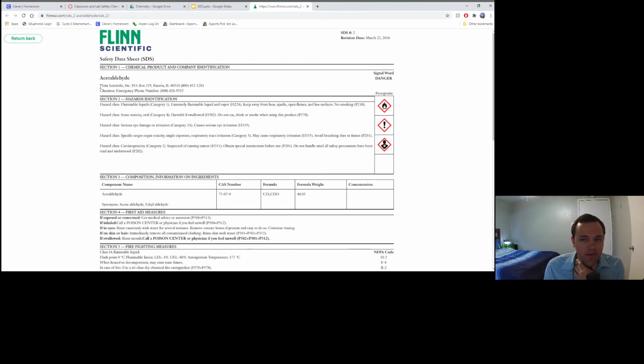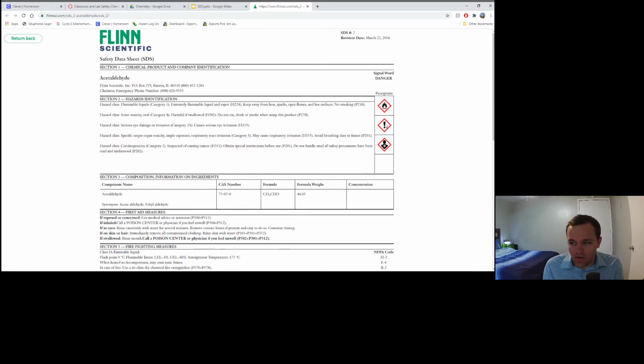So if you ever have questions that this doesn't answer, you can call the manufacturer, and they'll give you more info on the chemical. The pictograms we talked about are always going to be in section 2. So if we look at this one, we can see that acetaldehyde is flammable. It'll tell you that here as well. It's a flammable liquid. Keep away from heat, sparks, open flames, yada yada.